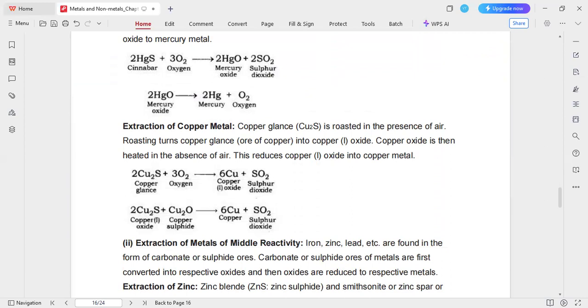Copper ore is copper pyrite. We do the roasting, and we get a metal oxide plus sulfur dioxide. Cu2O will come. Now Cu2O will react with the ore itself and give pure copper plus sulfur dioxide. This is called self reduction, because to convert copper oxide into copper, we are using the ore itself. Yes or no?